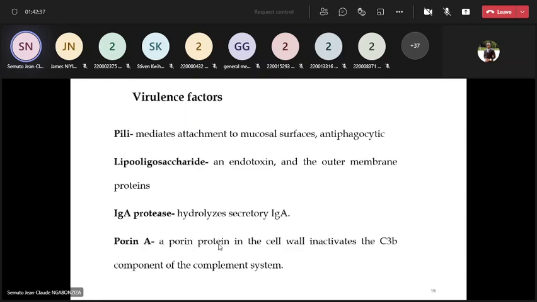As virulence factors, we have already seen that pili play roles by allowing adhesion and attachment, but also an antiphagocytic role. They have lipo-oligosaccharide, the endotoxin in the outer membrane. They have IgA protease, which hydrolyzes secretory IgA. They have porin, the protein in the cell wall, which inactivates complement, which is important to destroy the pathogen.